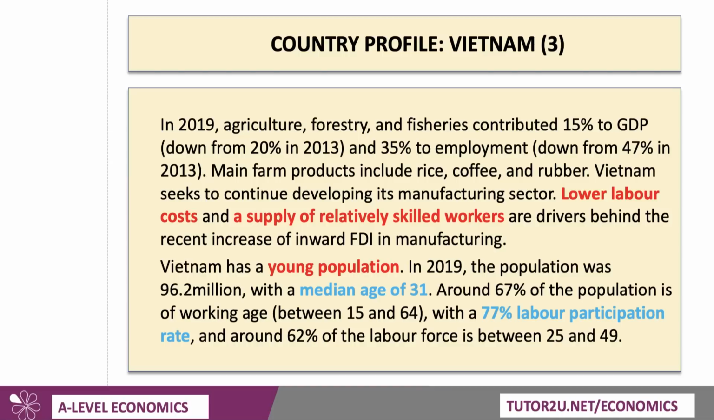Now crucially, what Vietnam is trying to do is industrialise. So it's seeking to continue developing its manufacturing sector, and they're helped by having low unit labour costs, and the demographics favour Vietnam. They have a high supply of relatively skilled younger workers, which makes the country attractive to inward investment. In fact, they do have a very young population, approaching 100 million, but a median age of just 31. 2/3 of the population of working age, and they have a very high labour market participation rate. 77% of people of working age are active in the labour market.